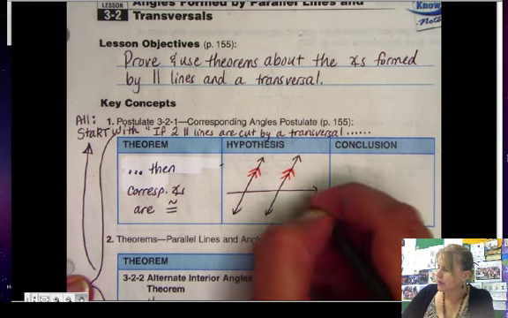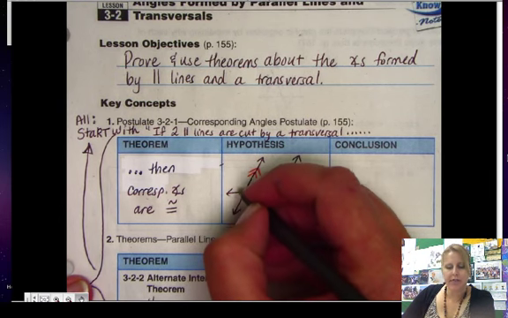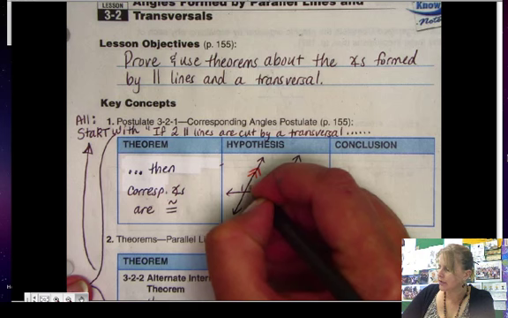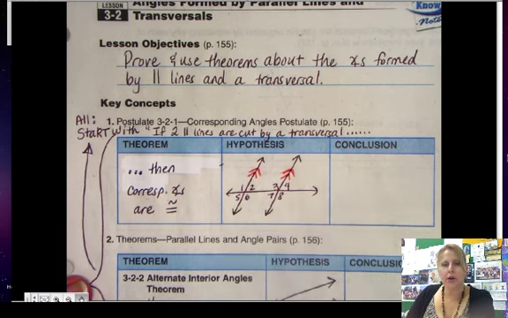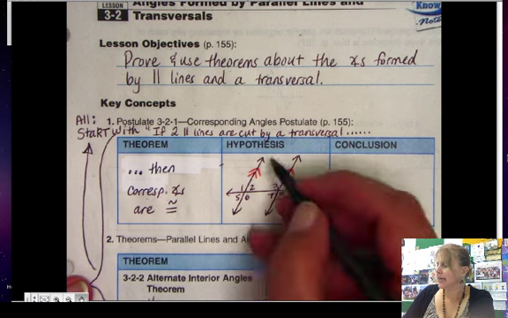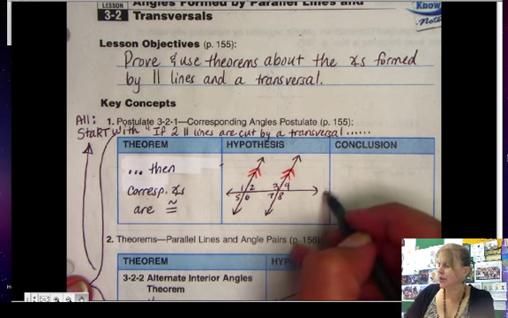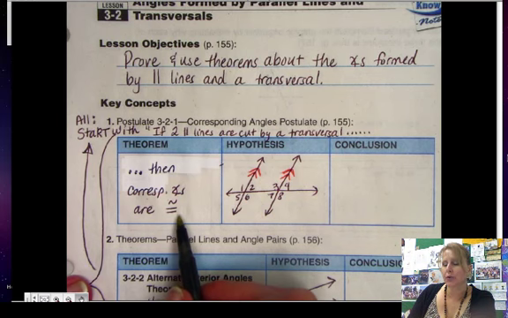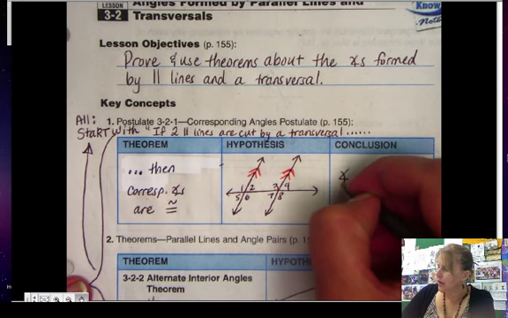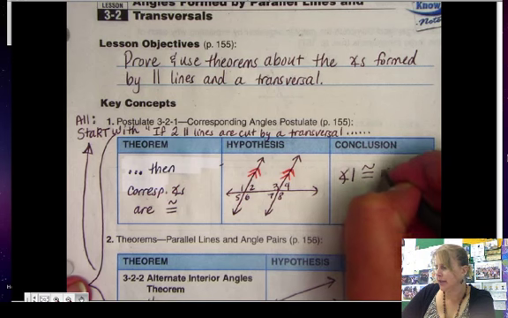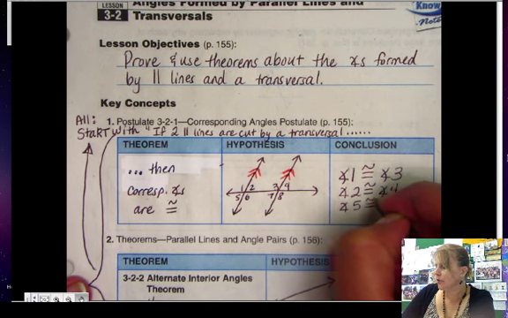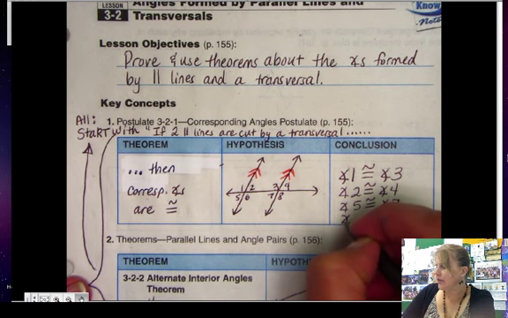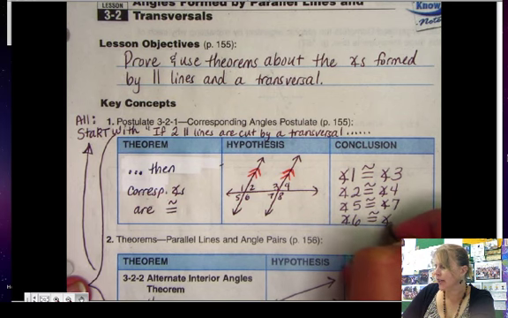So here's my transversal, and if we're doing corresponding, we need to have all of them. So I'm just going to label these angles. And what we know is that if the lines are parallel and they're cut by a transversal, then all the corresponding angles are congruent to each other. So angle 1 is congruent to angle 3. Angle 2 is congruent to angle 4. Angle 5 is congruent to angle 7, and angle 6 is congruent to angle 8.